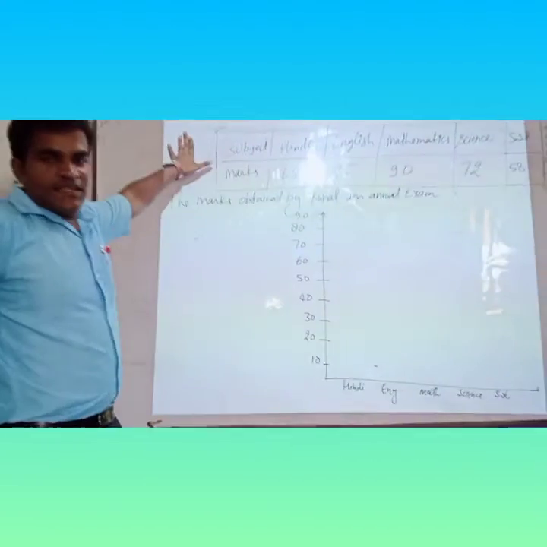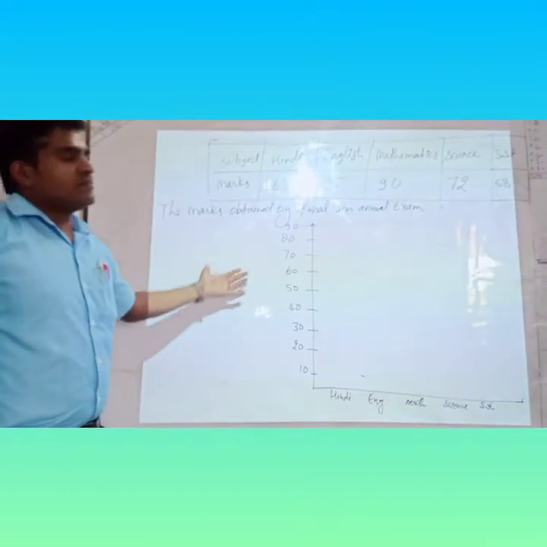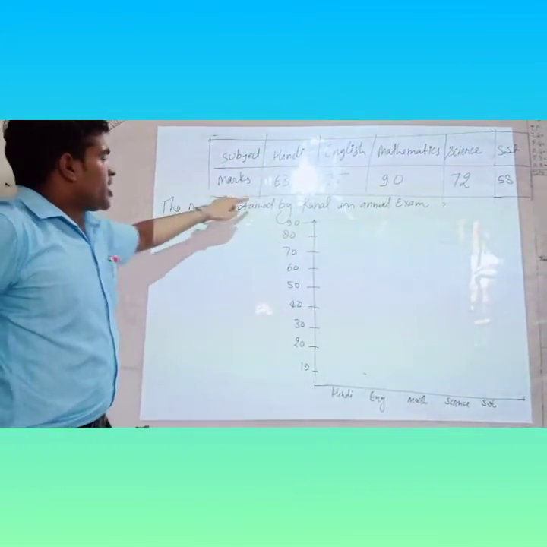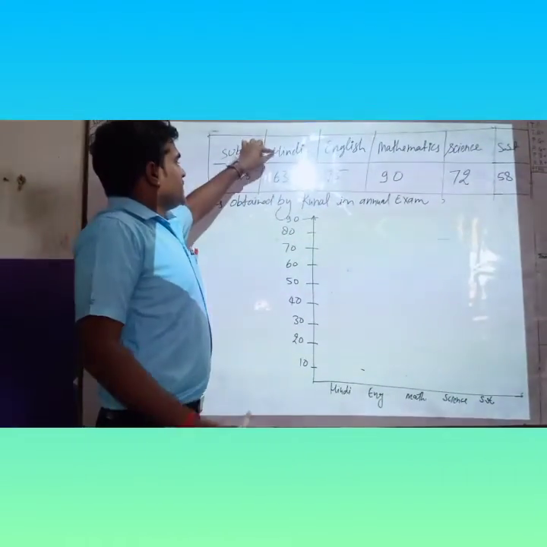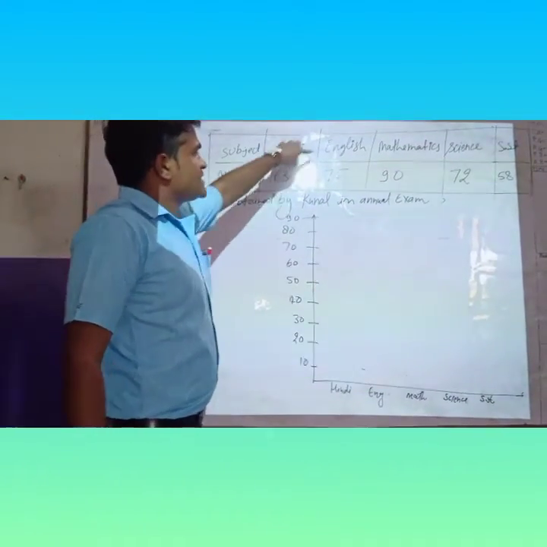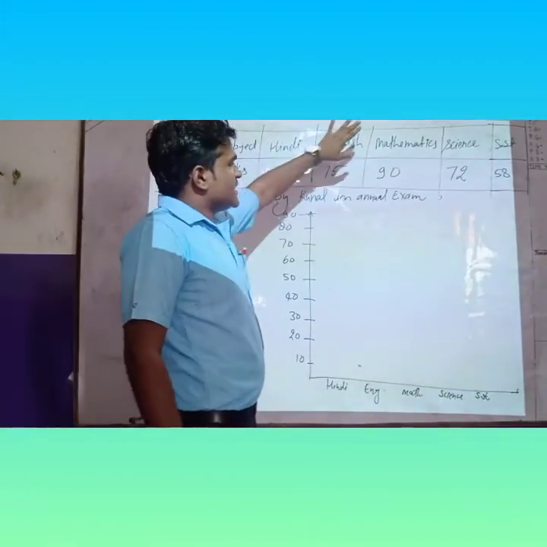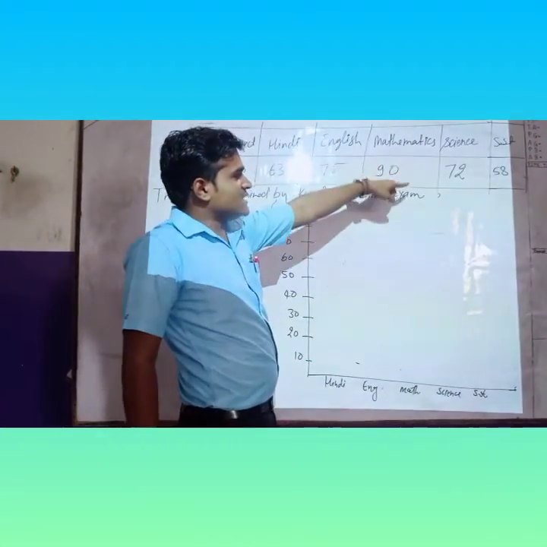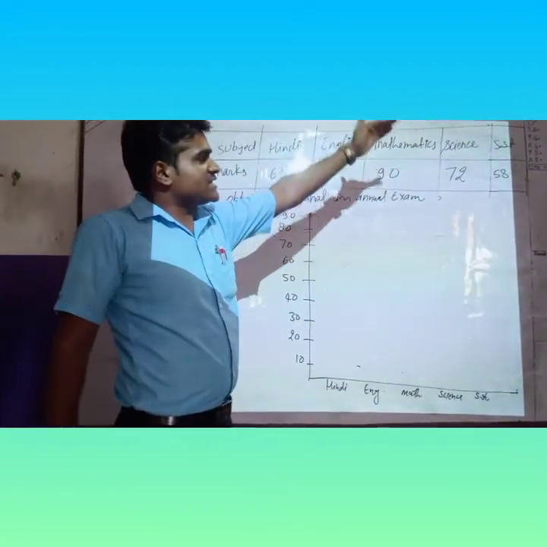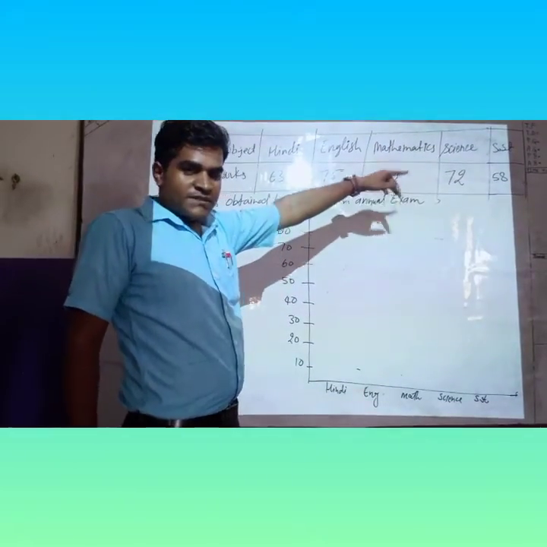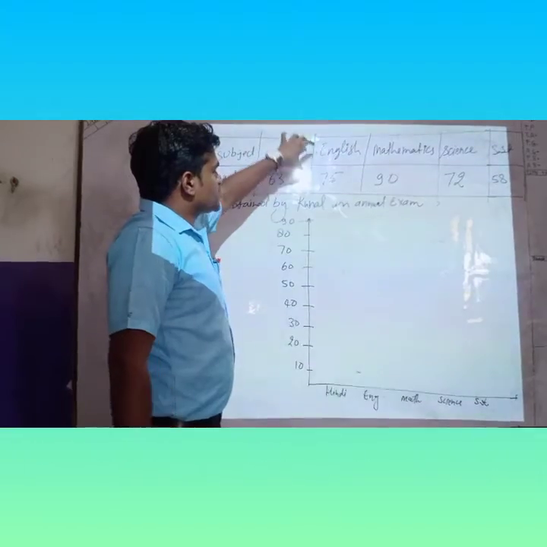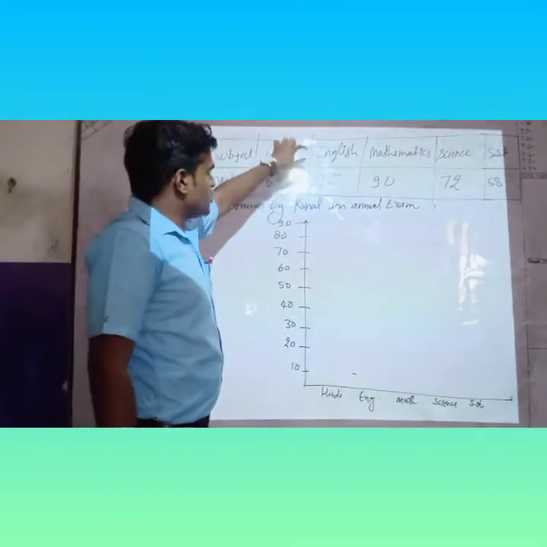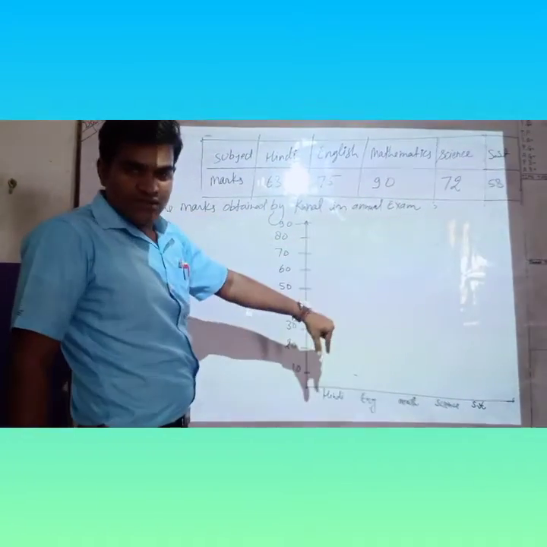This is an example of how we will draw the bar graph. The marks obtained by Kunal in annual examinations are: in Hindi he got 63 marks, in English he got 75 marks, in maths he got 90 marks, in science he got 72 marks, in SST he got 58 marks. So children, we have to draw a bar graph and show this data. This is the numerical data we have to show through pictures.